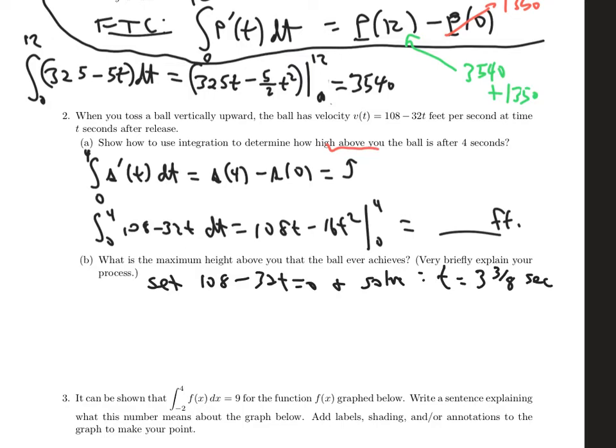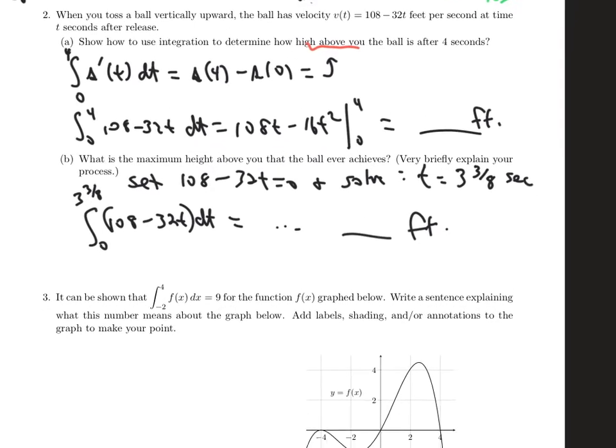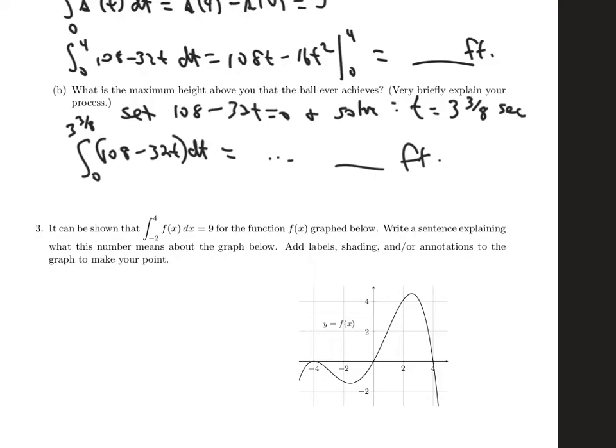So the answer here is just whatever this integral is. Instead of asking how high the ball is at 4, we're now asking how high the ball is at 3 3/8 seconds. So it's really the exact same process as above. We already have the antiderivative above, but now we're just integrating from 0 to 3 3/8, since that's where the maximum would occur.